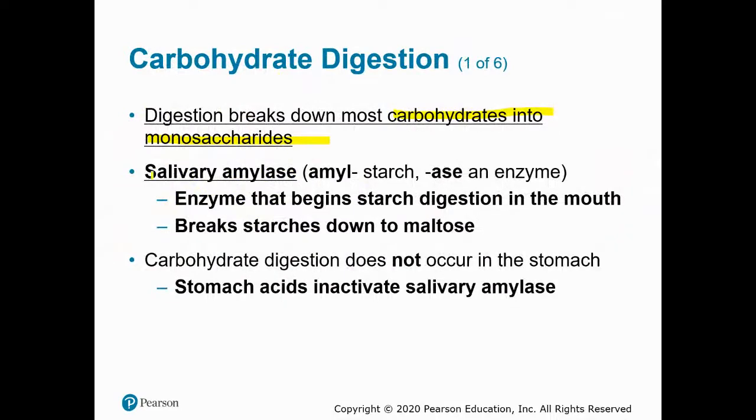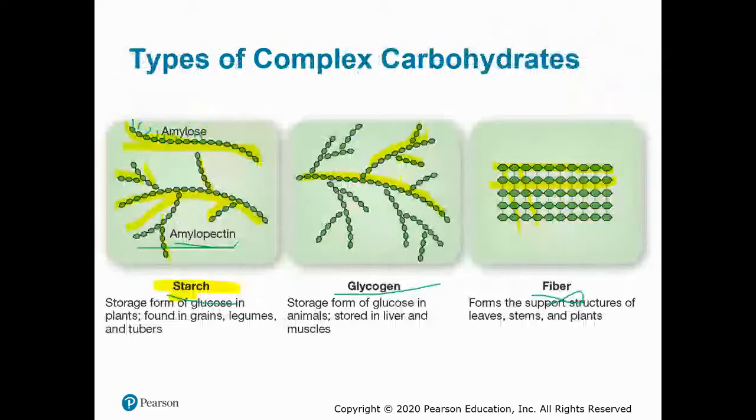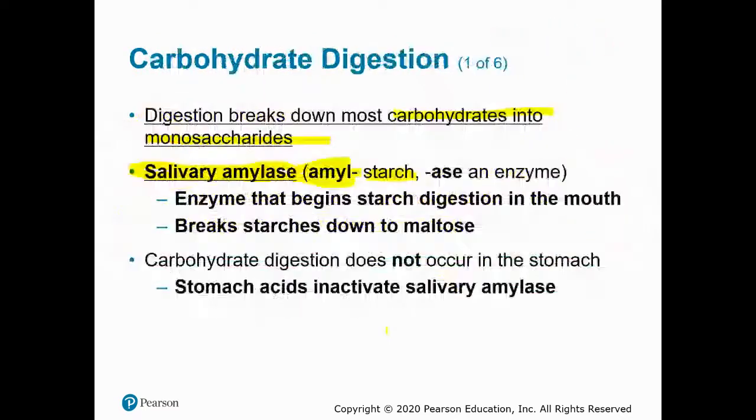Remember we talked about salivary amylase? It's an enzyme in the saliva that digests starch or carbohydrate, right? Remember that amyl means starch. And back again, amylose, amylopectin, right? Starch, amylose, amylopectin, amylase. So amylase is the enzyme that breaks down starch. If it's salivary amylase, it's the enzyme in the mouth, in the saliva.